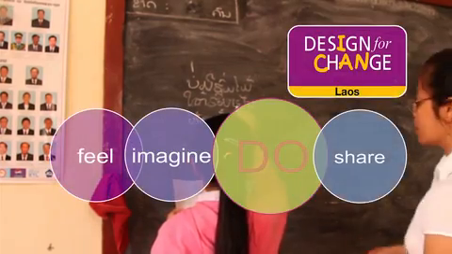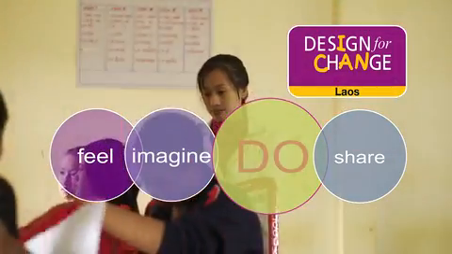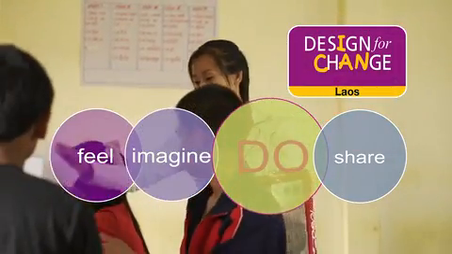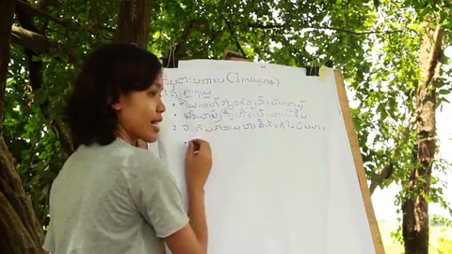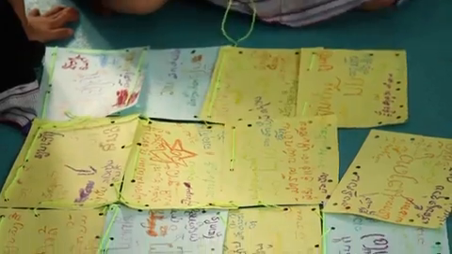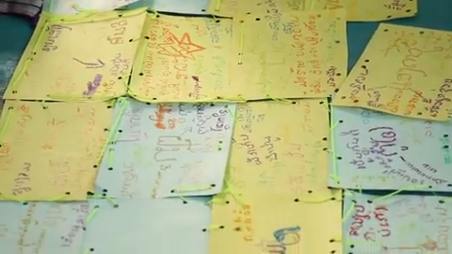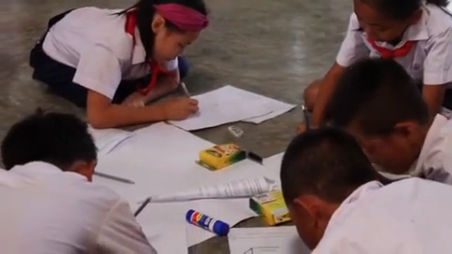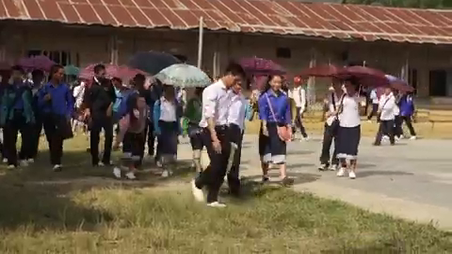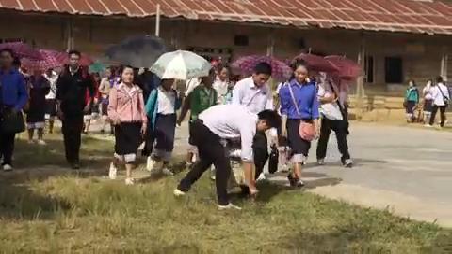DFC uses a four-step process of feel, imagine, do and share. There is a curriculum to guide teachers and the program is flexible and can be done on any scale. The process empowers children and makes them realise that they can make a change and influence their schools or communities.